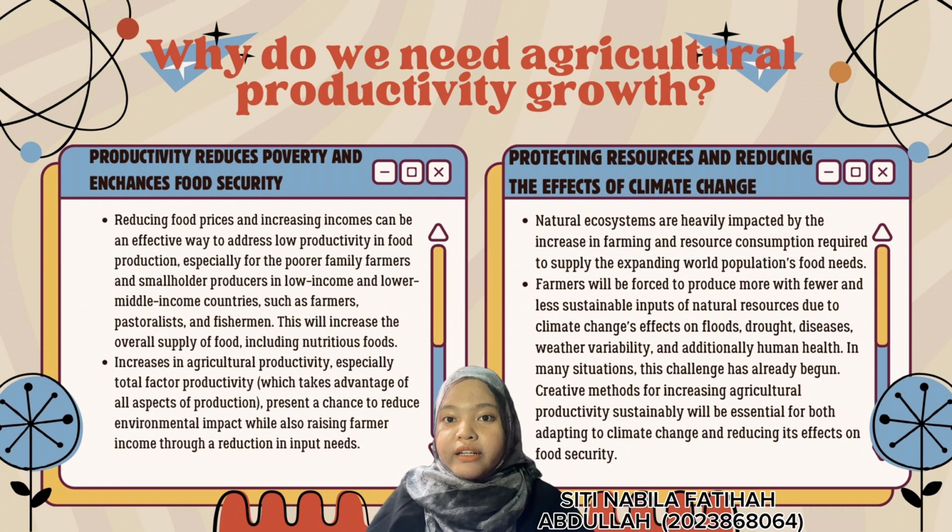Why do we need agriculture productivity growth? First, productivity reduces poverty and ensures food security. Reducing food price and increasing income can be an effective way to address low productivity in food production, especially for the poor family farmer and smallholder. Producers in low-income and lower middle-income countries, such as farmers, pastoralists, and fishermen. This will increase the overall supply of food, including nutrition food.